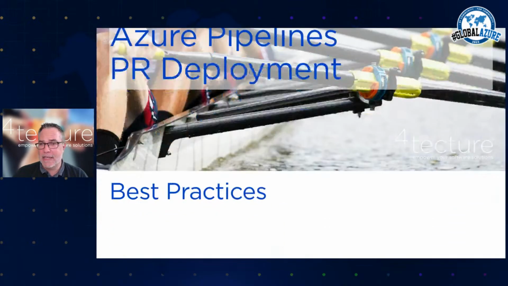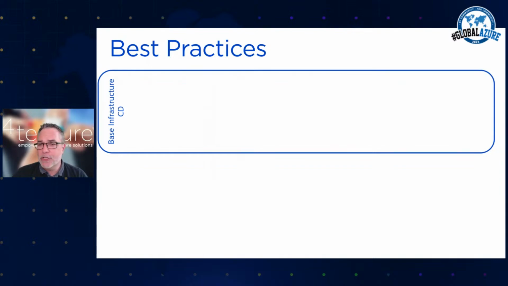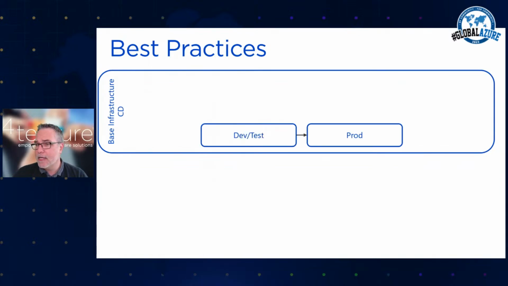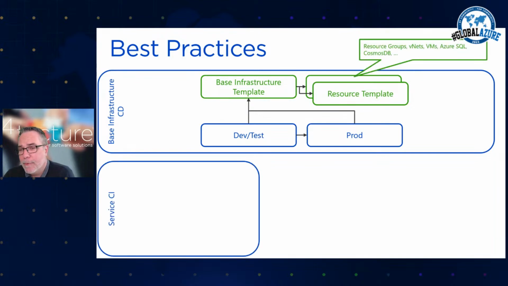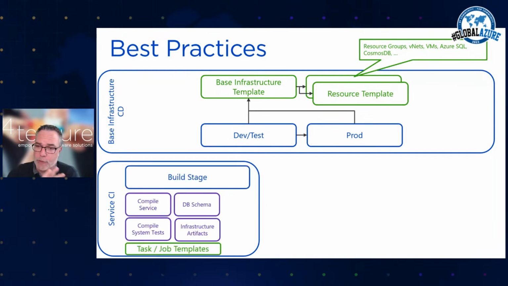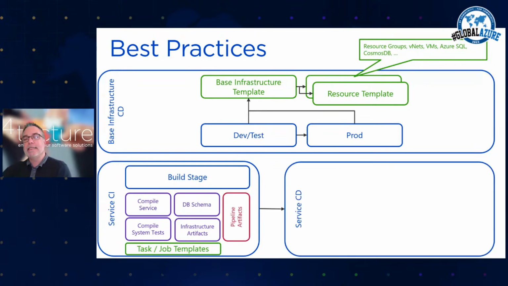So let's have a look at how we do that. Usually the pipeline design is as follows. We have a base infrastructure CD, setting up networking, clusters, elastic pools, and so on. And then for each service we have a pair of pipelines, with a CI build which creates all the artifacts. And this one is then triggering a CD build.